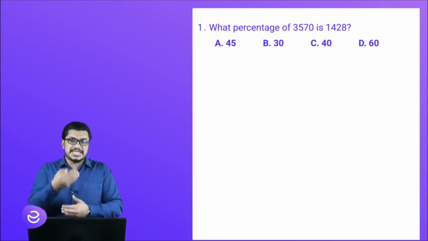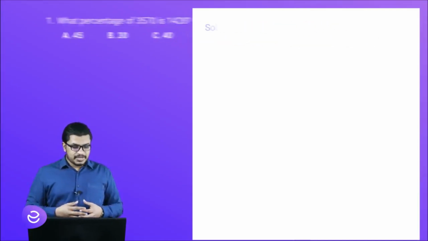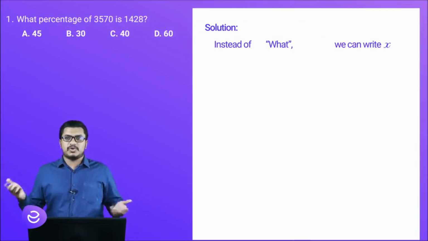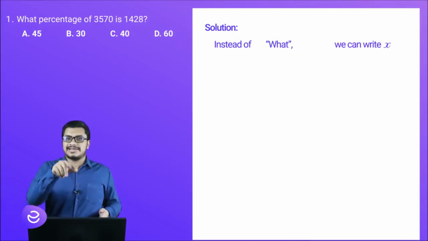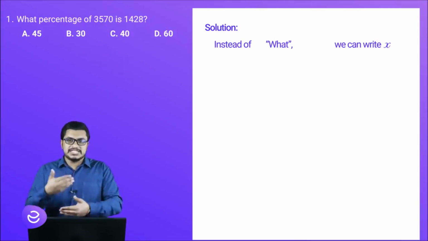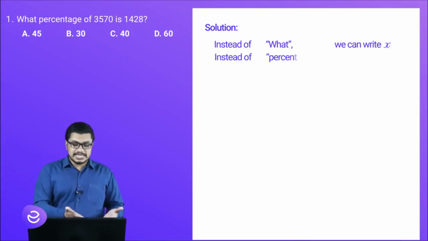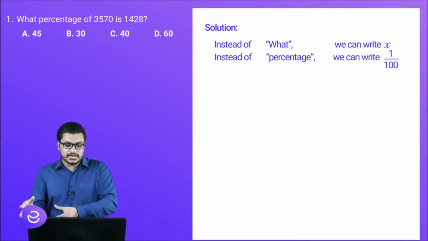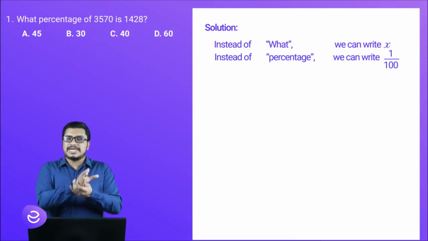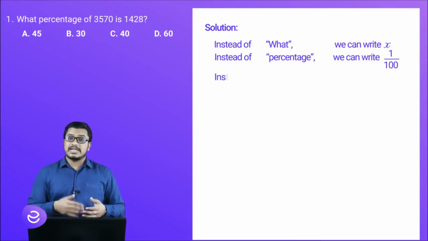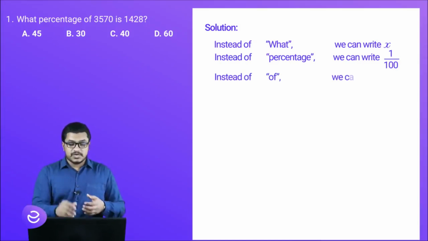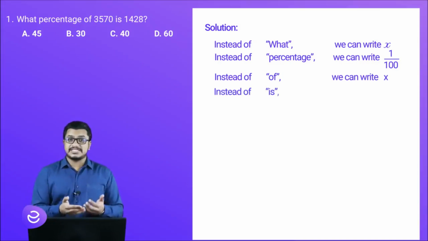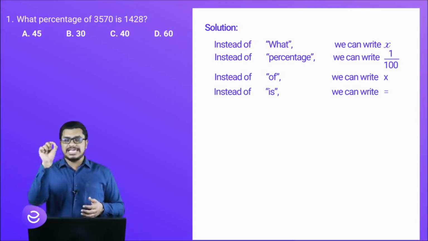We actually change some words into symbols. So instead of what, we can write it as x, because what we don't know. So we can use an unknown letter as x. Instead of percentage, we can change it into divide by 100, because percentage means out of 100. Instead of the word of, we can use the multiplication symbol, into. And instead of the word is, we can write the equal to symbol.